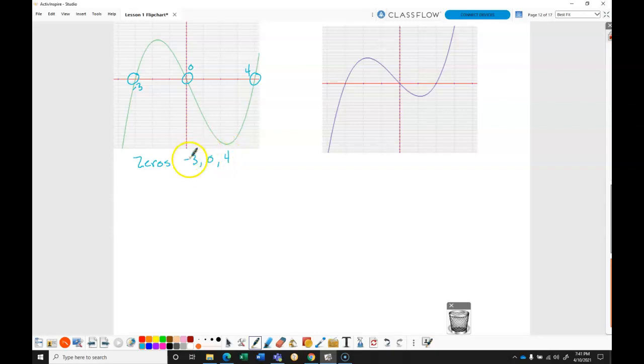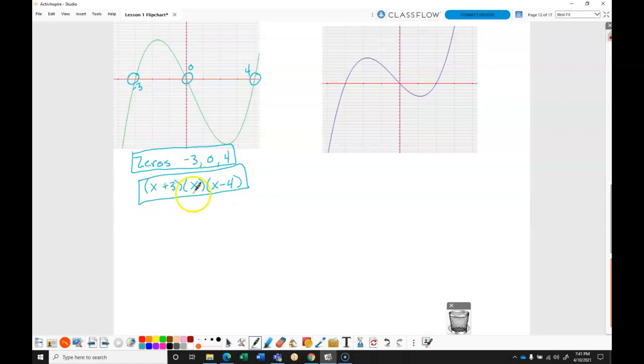So the factor that I get from the -3 is x plus 3. The factor I get from 0 is just x. And the factor I get from 4 is x minus 4. So zeros, factored form, and now I'm going to multiply it together.